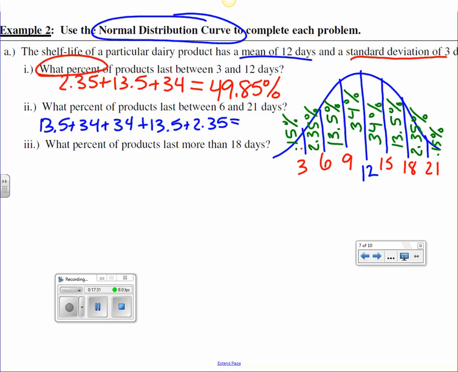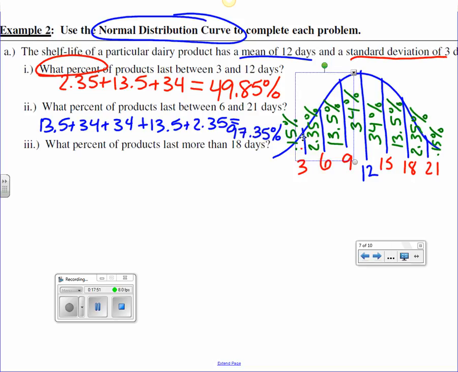What you got? 97.35? So yes, because between 3 and 12, I put my hand here and my hand here.